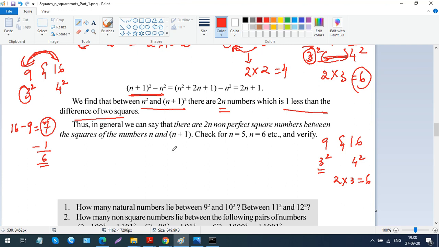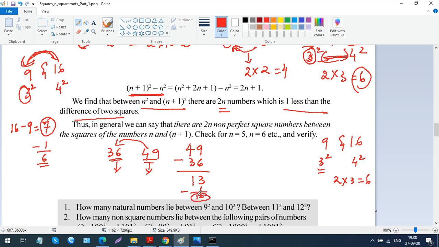So in that case, you will just subtract those two. Like if I say, tell me the numbers between 36 and 49. Let's say you don't know the square root of 36 and the square root of 49. What will you do? You can just subtract these two: 49 minus 36 gives you 13. Subtract 1 from the answer, so you actually get 12 numbers.